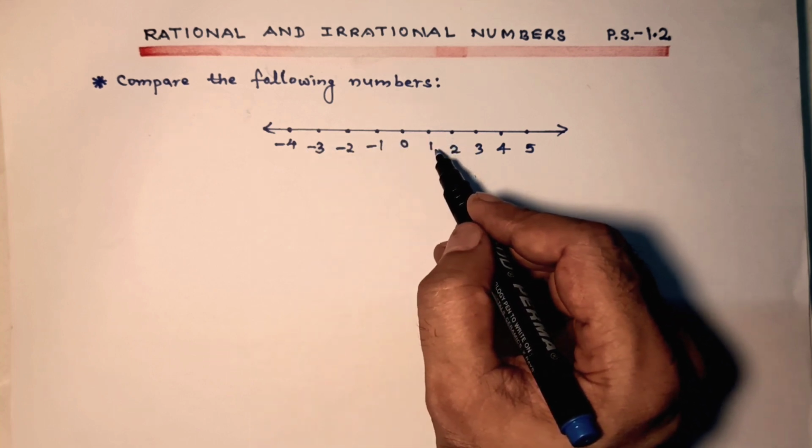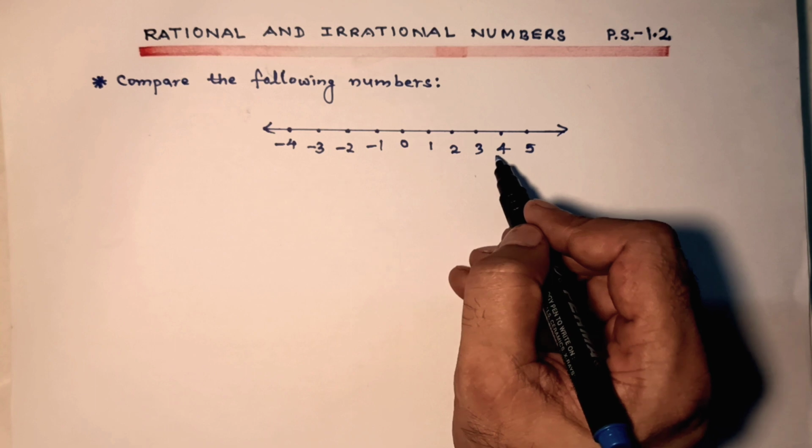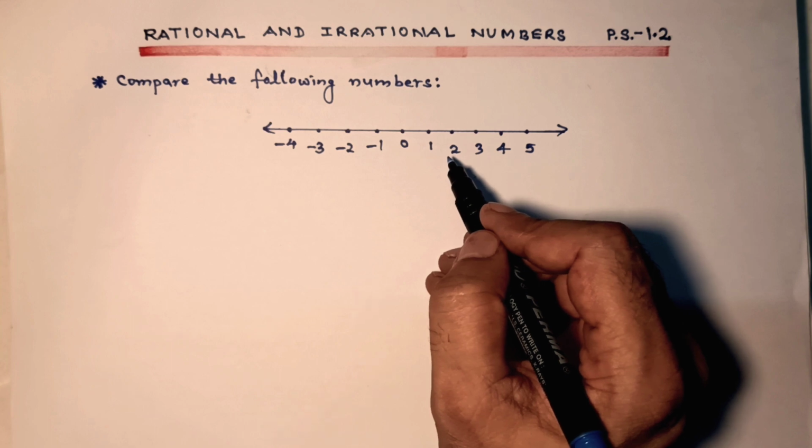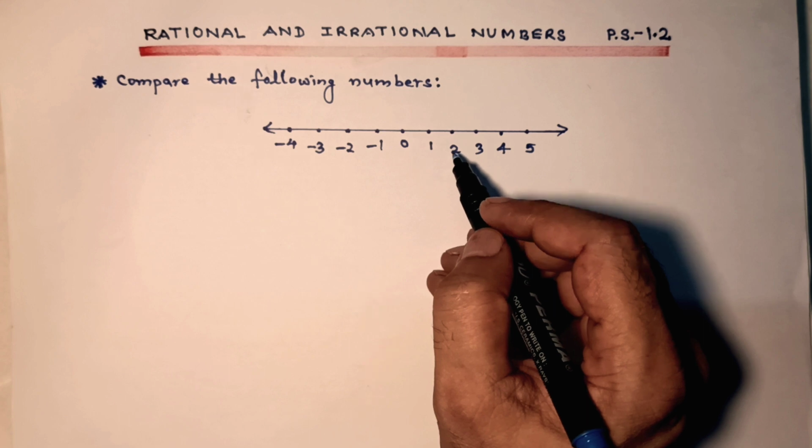That means if you compare any two numbers, the number which is on the left side is always less than the number on the right side. This is the first point. Now let's begin.